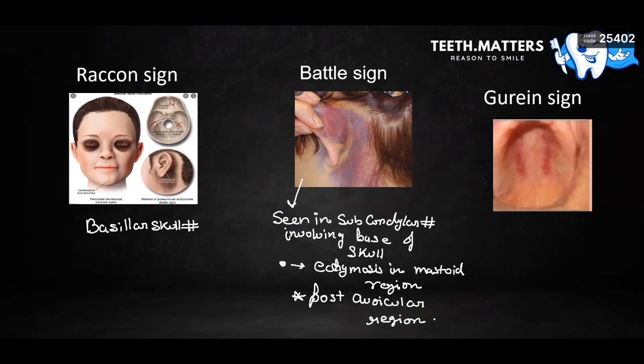Next sign is Guerin sign. Guerin sign is seen in Le Fort 1 fracture. And here it is due to ecchymosis in the greater palatine region. Near the greater palatine foramen, when ecchymosis occurs, Guerin sign forms.